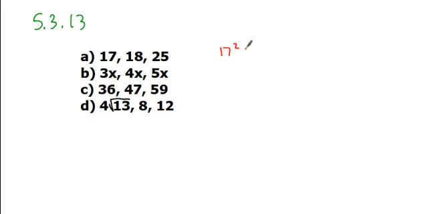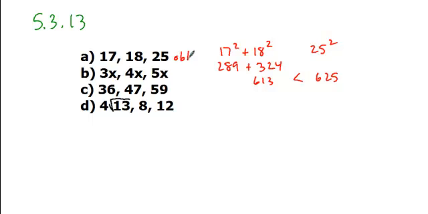So if we take 17 squared plus 18 squared, and we compare that to 25 squared, what we get is 289. And then 18 squared is 324. Okay, the sum of those is 613. And we want to compare that to 25 squared, which is 625. The longest side squared is greater, therefore you're looking at an obtuse triangle.